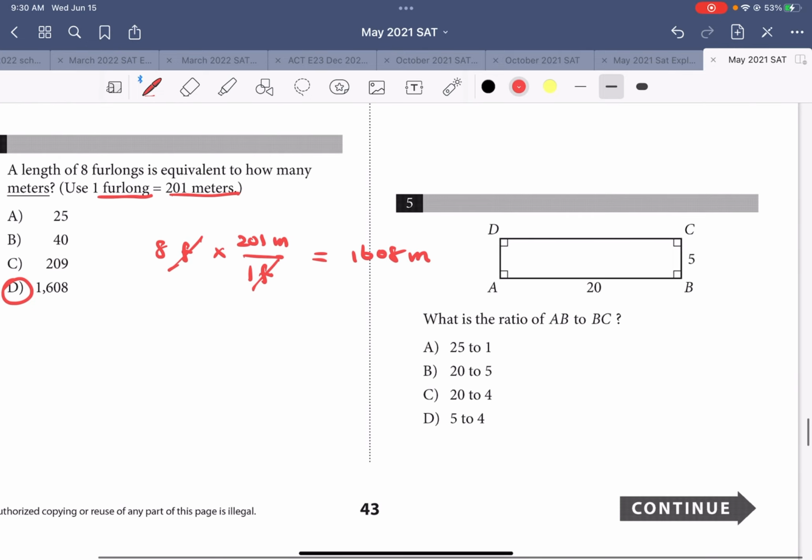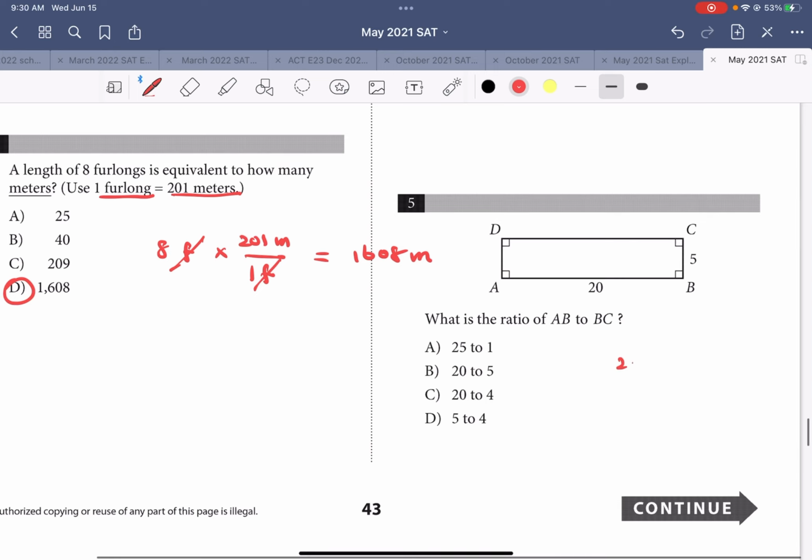Number 5, what is the ratio of AB to BC? So 22 to 5. Okay, so B is the answer.